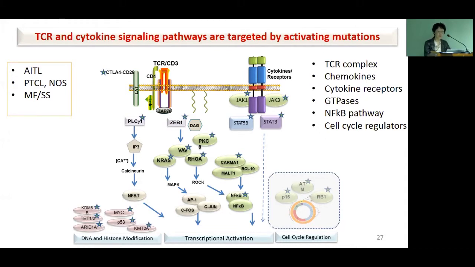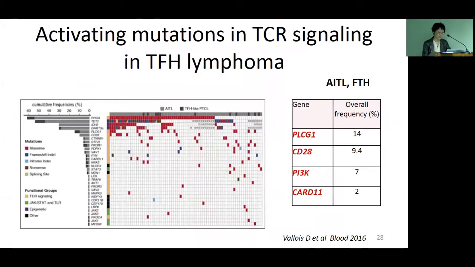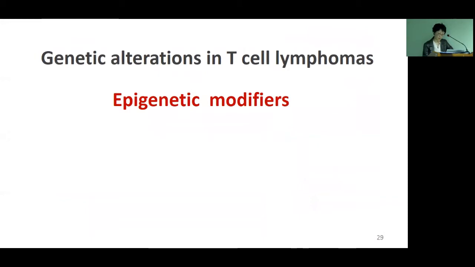Mutations that function in chemokines, the cytokine receptors, GTPases, the NF-kappa B pathway, and cell cycle regulators, all activated and regulated by T-cell receptor activation, seem to be impacted by somatically acquired mutations in these protein components. This is a figure showing some of the high-frequency recurrent mutations that occur in components of the T-cell receptor signaling in TFH lymphomas. These are PLC gamma 1, CD28, PI3 kinase, and CARD11. So these might demonstrate, if they're present in a targeted NGS panel, that there is a pathogenetic alteration.